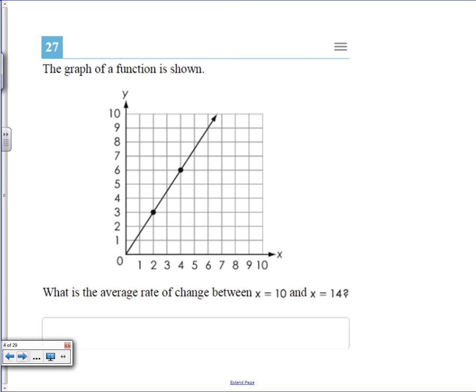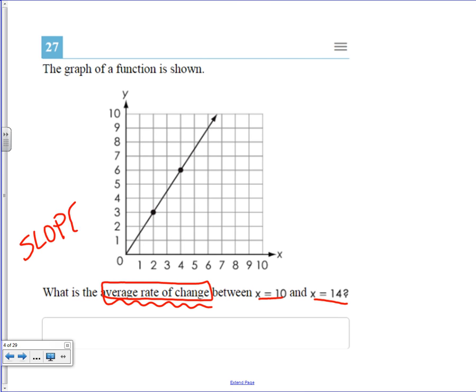Number 27, the graph of a function is shown. What is the average rate of change between x equals 10 and x equals 14? Okay, between x equals 10 and x equals 14. Okay, well, average rate of change, folks, that is fancy for the word slope. Rate of change is slope. Slope is however much it goes up and down by every time.